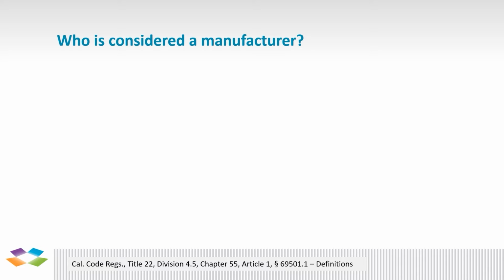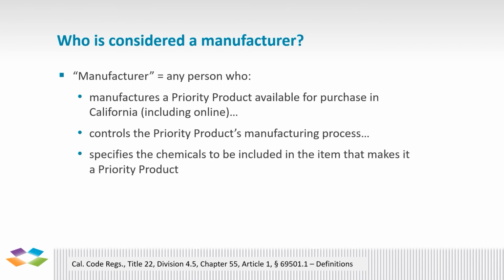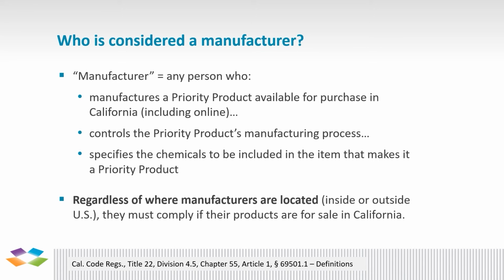Occasionally, there are questions about who qualifies as the manufacturer of a product. The SCP regulations define a manufacturer as any person who manufactures a product for purchase in California, including online, or any person who controls the manufacturing process for the product or specifies the use of chemicals to be included in the product. Note that regardless of where the manufacturers are located, inside or outside the United States, they must comply if their products are for sale in California.